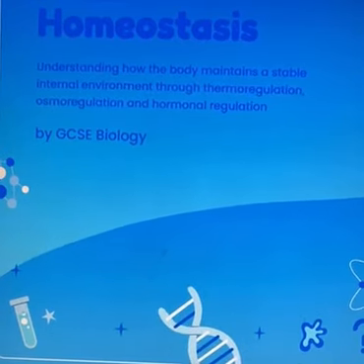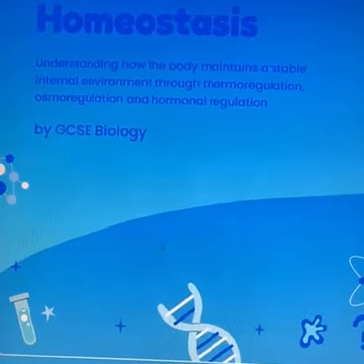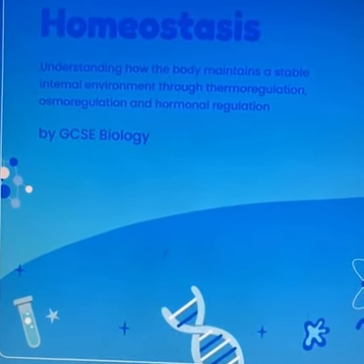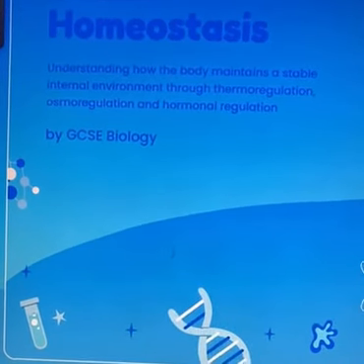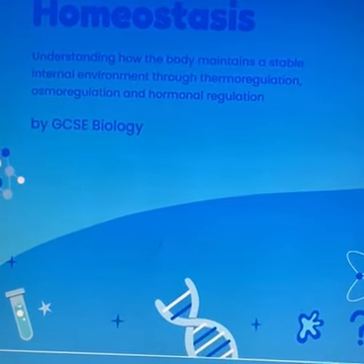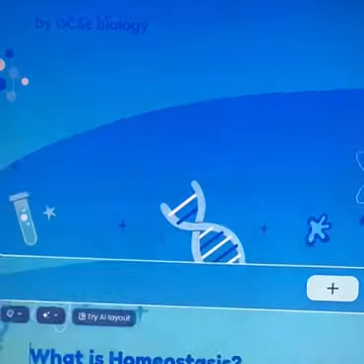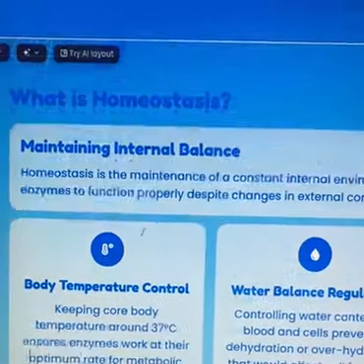So what can be thermoregulation? For example, maintaining temperature. Osmoregulation, which means maintaining water level. And hormonal regulation, which means maintaining hormones. Okay, so let's move on to next and see what is there.